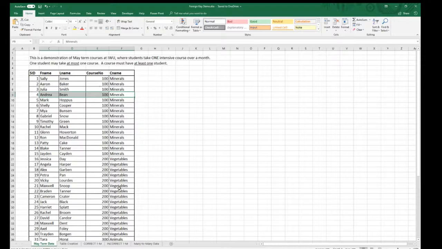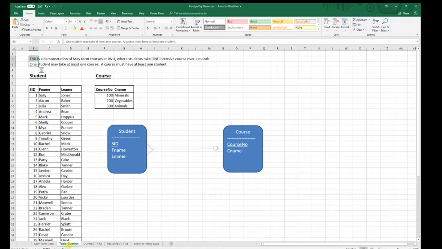So what I'd like to do next is show you what happens when we start to what's called normalize the data. We're not going to get to normalization for a little while, but it's a topic that's going to come up in the course. So let's take a look at what that starts to look like. In other words, I'm separating the student information from the course information. So now I have two tables.